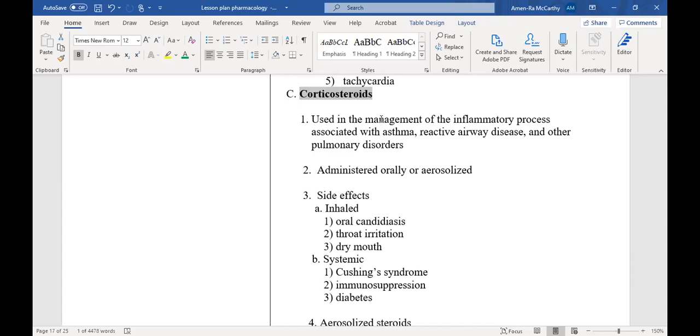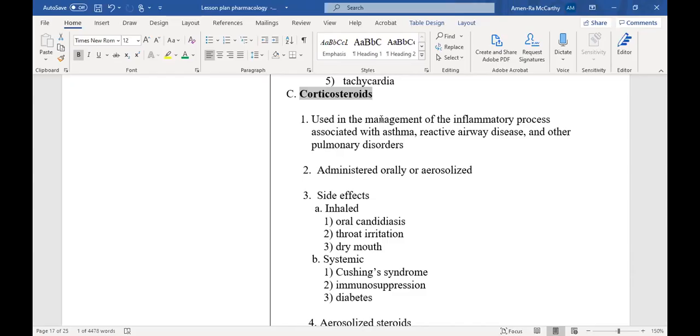Methyl-xanthines work by blocking who? Who do the xanthines block? Anybody? Phosphodiesterase. I don't know how to pronounce it. Phosphodiesterase. The methyl-xanthines or xanthines block phosphodiesterase. Okay.